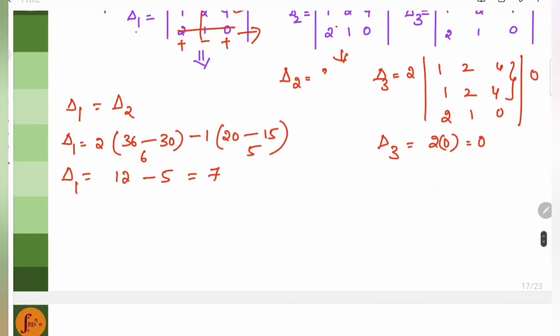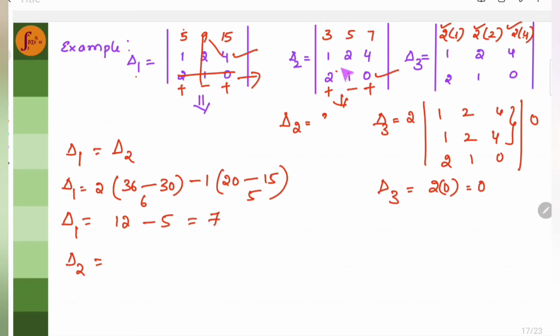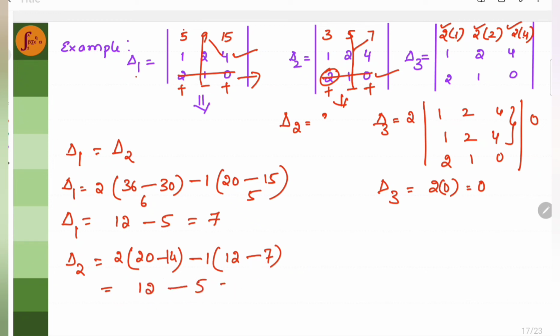Now, let's calculate determinant 2. So, let's take the third row again. Determinant 2 is 2 into 5 into 4, 20. 20 minus 7 into 2 which is 14. Then minus 1, this one minus 1, 3 into 4, 12, minus 7 into 1, 7. So, you'll get 6 into 12, 12 minus 5 into 1, 5. So, you got 7. So, we notice this determinant 1 and determinant 2 have the same values.